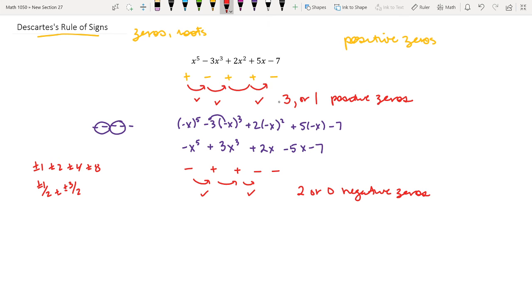But the idea behind Descartes is the change in the signs, and it's always going to be separated by 2. We can see that with both of these here, because things most likely come in pairs.